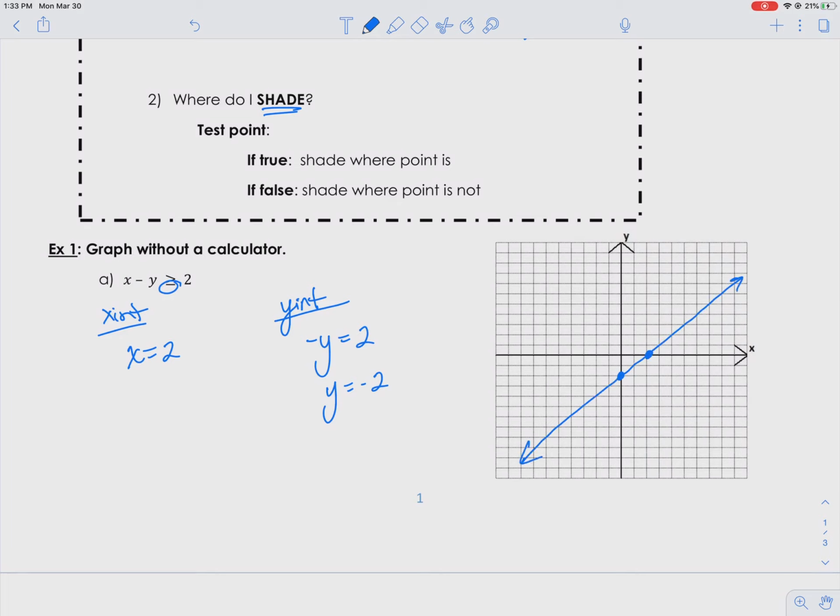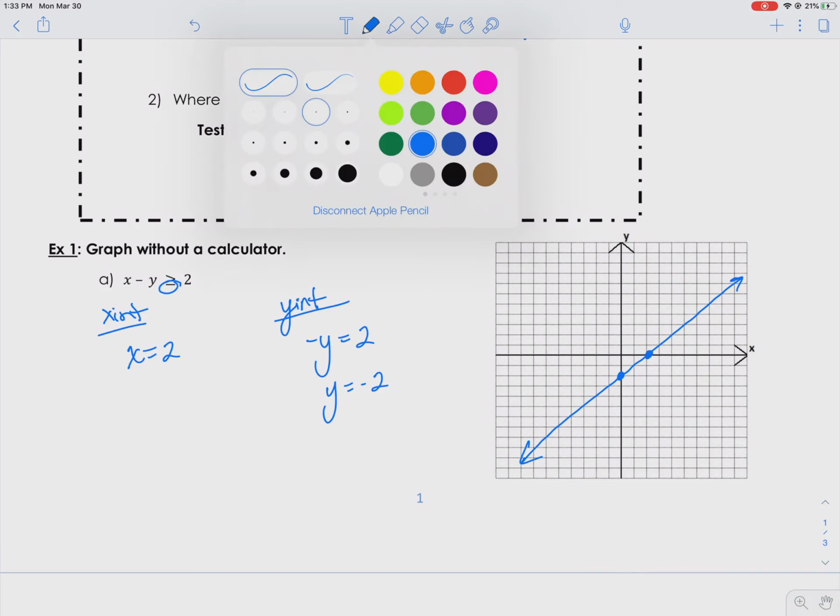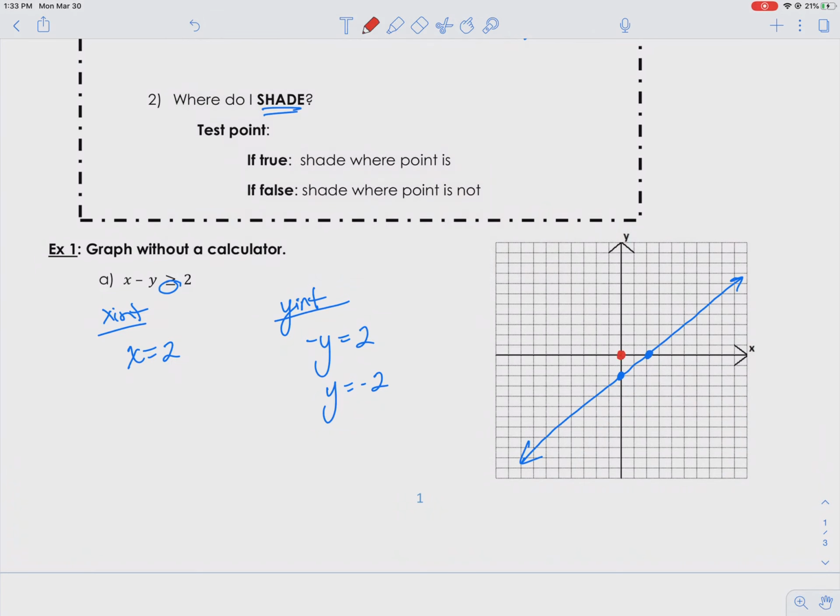Then I have to shade. I can pick any point over on the top or the bottom. I can't pick a point that's on the graph, but top or bottom, either one. The easiest I find is 0, 0. So I'm going to plug in a 0 here and a 0 there. 0, 0 is my point. I guess I should put it down there.